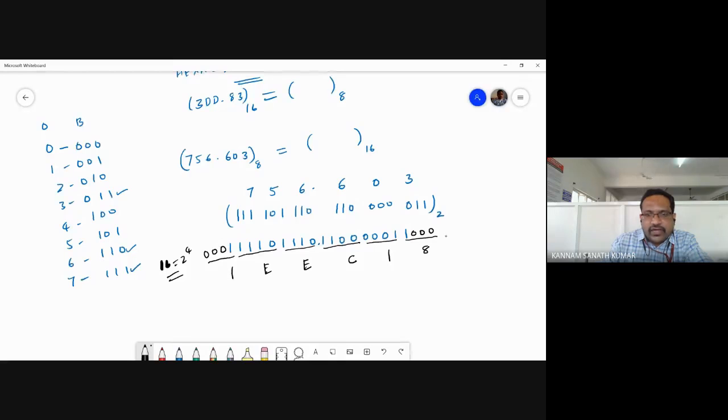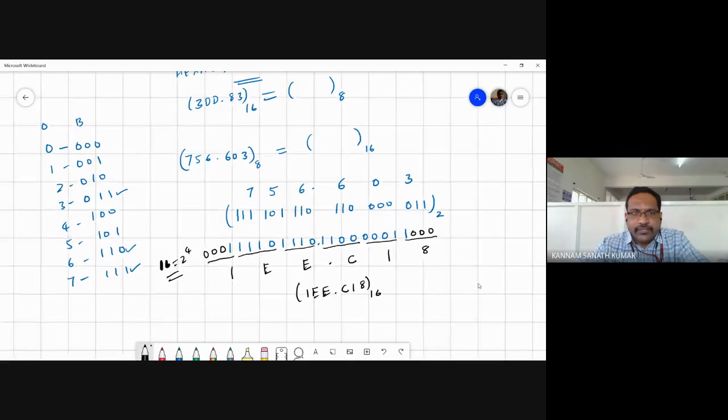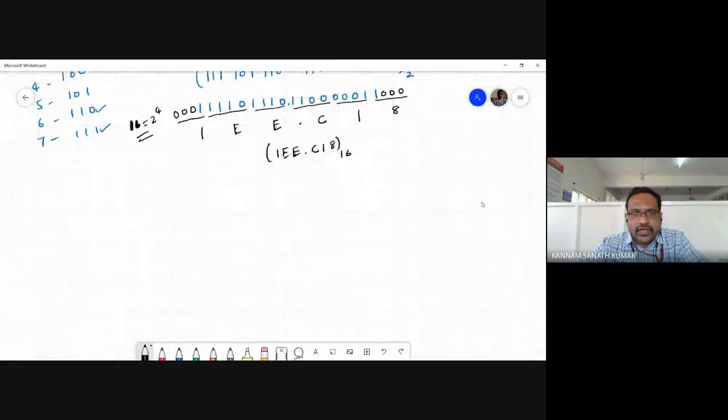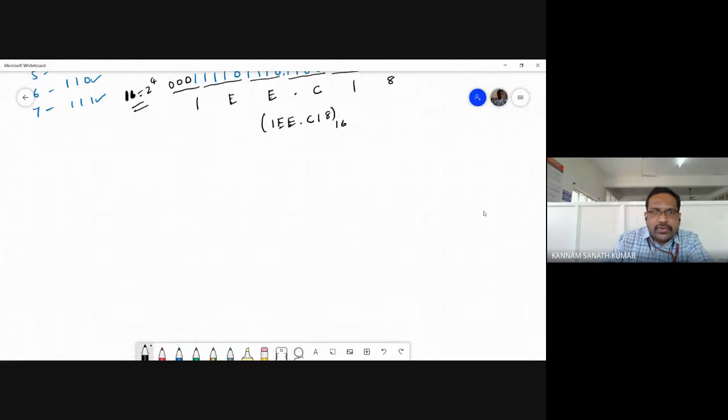Okay, and this is 1. Okay, so you are getting 1EE, and here you are getting point 318, okay, to the base 16. Okay, so this is how you can convert the given octal number to the hexadecimal number. Okay, the same number I will take here again, hexadecimal number to octal. Okay, so directly you can't convert. So here I am taking the same value 1E.